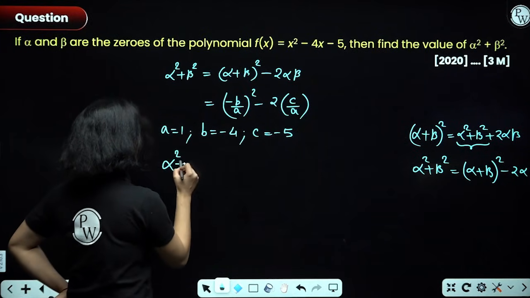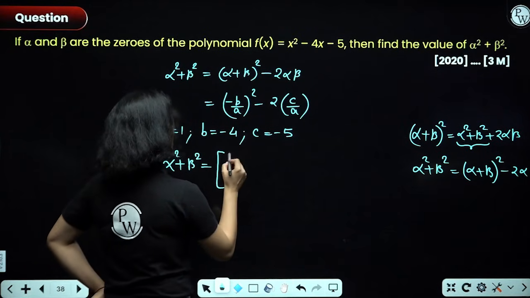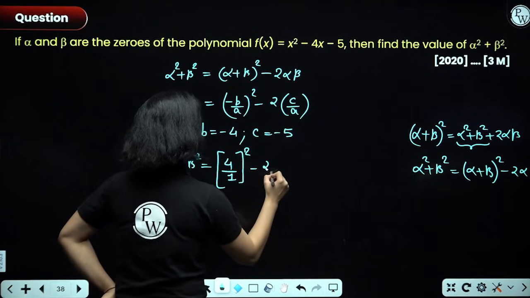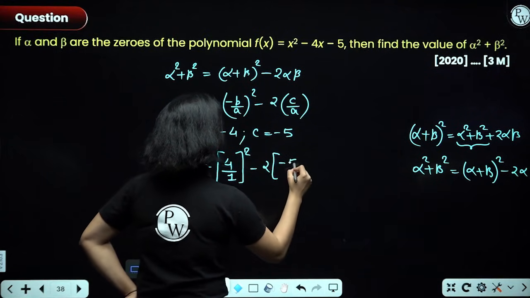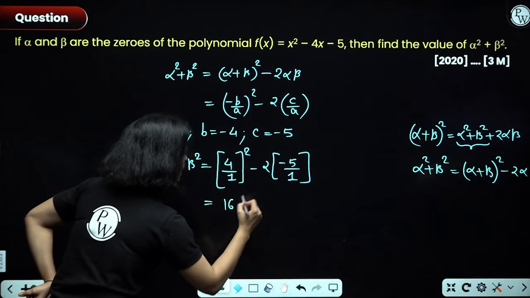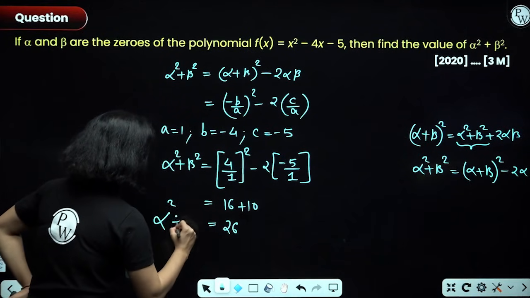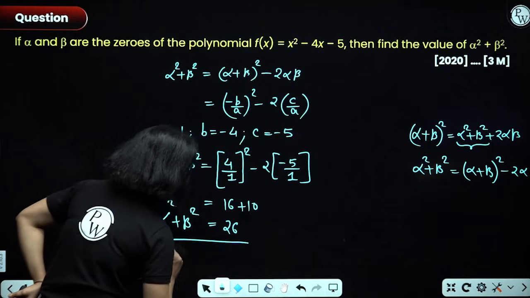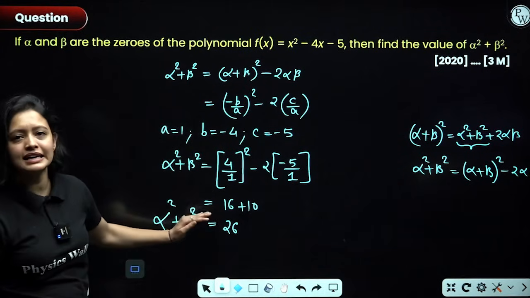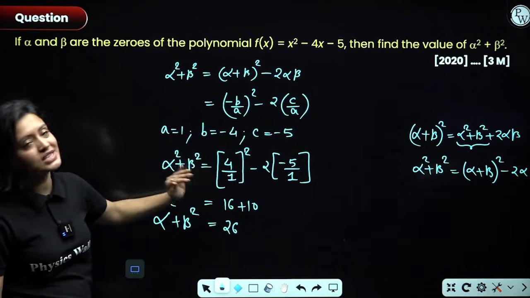You get alpha square plus beta square is equal to, let's take this bracket here, 4 over 1 square minus 2 times c, which is minus 5 over 1. So this will come out to be 16 plus 10, that is equal to 26. So yes, alpha square plus beta square, everyone, is equal to 26. Did you understand this? I hope you did. It's very basic, we only used the identity here.